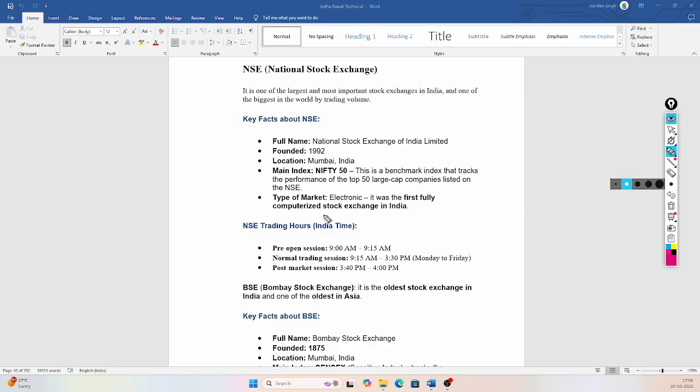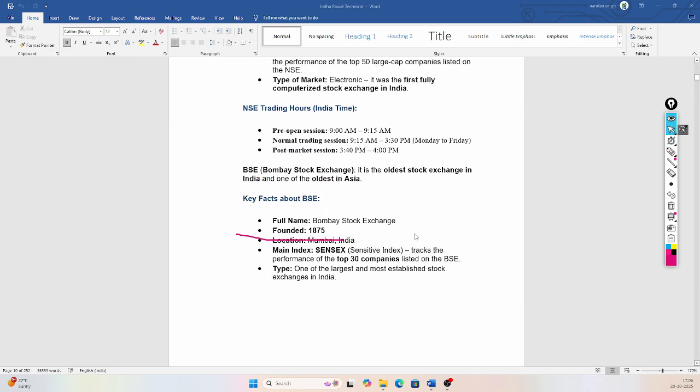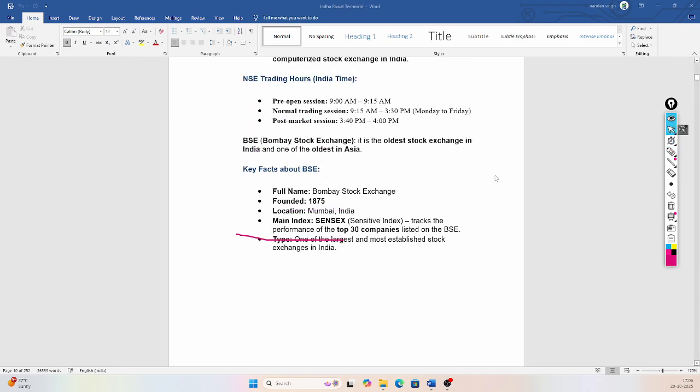So, NSE trading hours in Indian time. Now, these indices also have timings. Just give me one second. Now, NSE trading hours, India time.